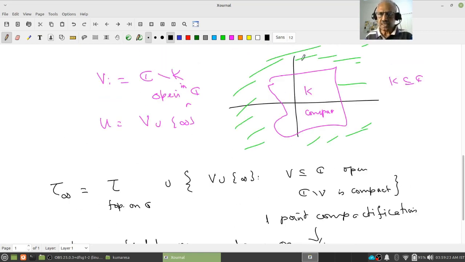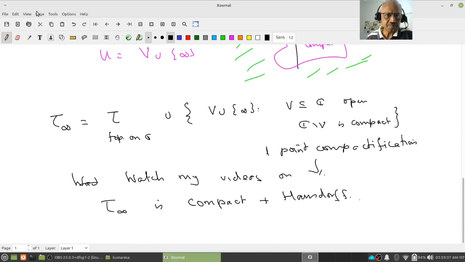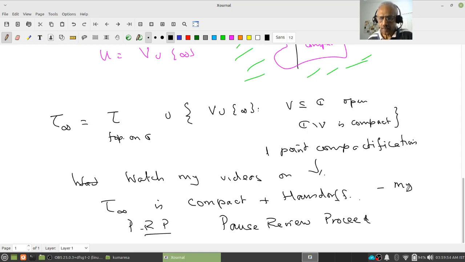So you should have this kind of picture. I have C, I have a compact set, take away the compact set from C, then add infinity. The green area is the one along with infinity. Keep that in mind. So pause, review, proceed. These things are also proved in my book, if you want, but believe me, we don't need this at present, so let's not worry about it. Let's go ahead.